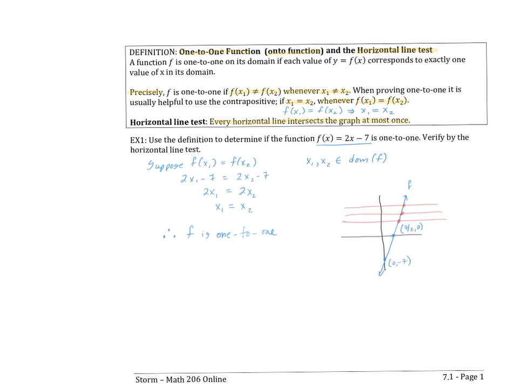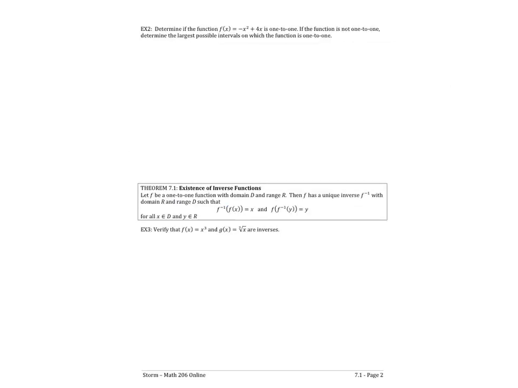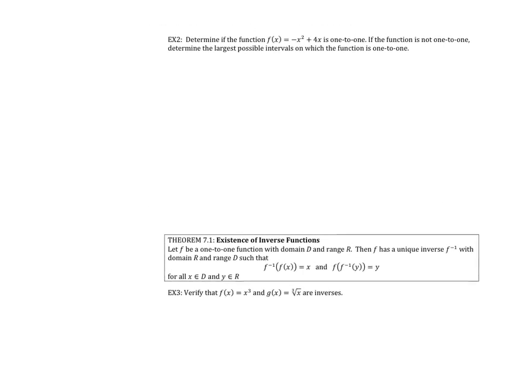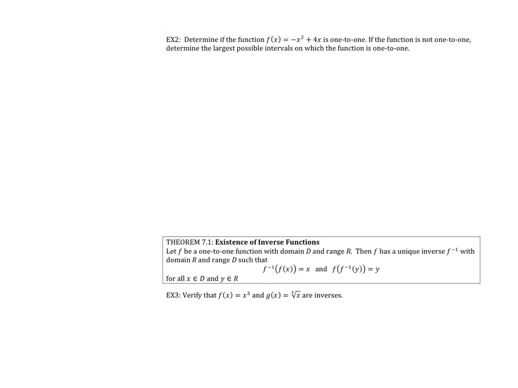Okay, so that's it for example 1. What happens if a function is not 1 to 1? How do we show that a function is not 1 to 1? Well, to show that a function is 1 to 1, for all y values that are equal, all x values have to be equal. To show not 1 to 1, all we have to do is come up with one example where the y values are the same and the x values are not.